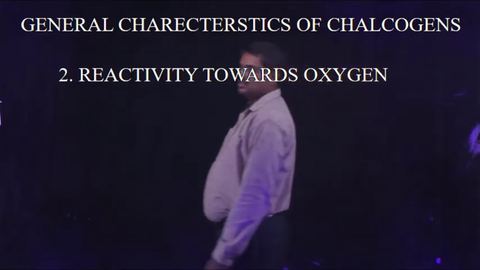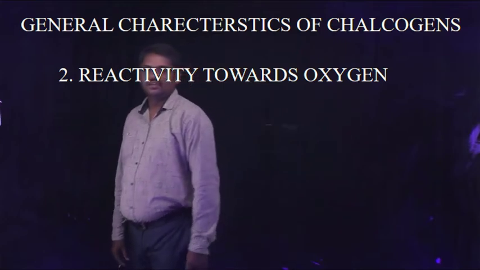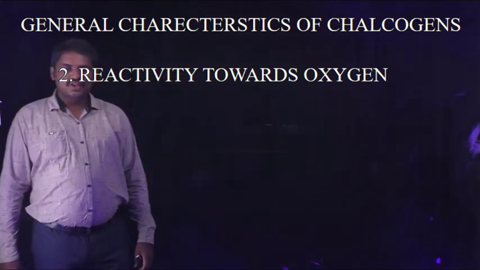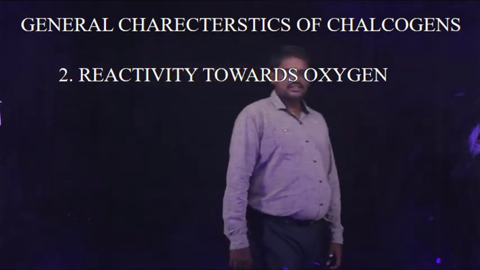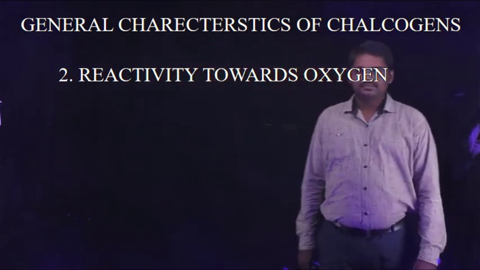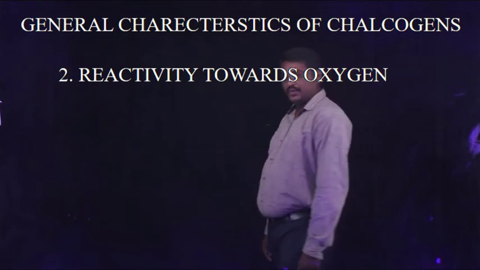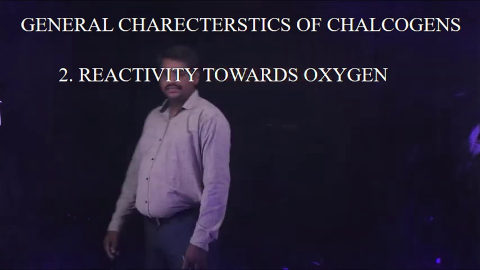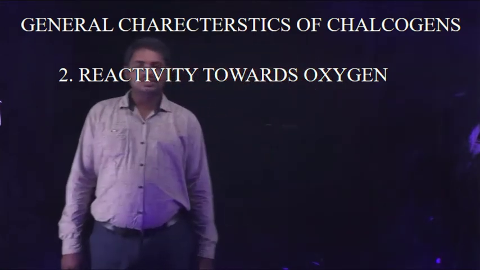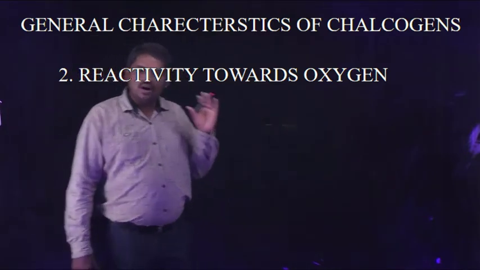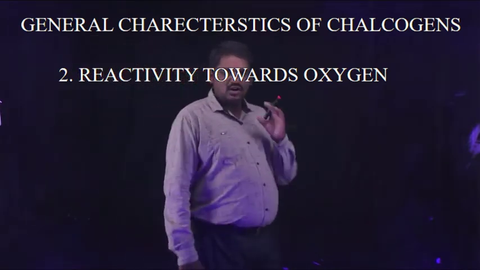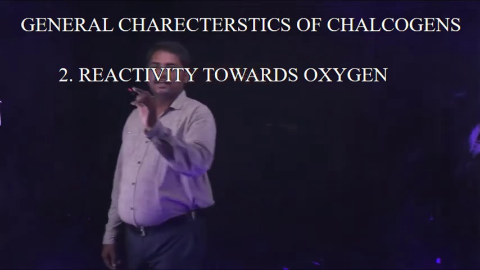Generally, 16th group elements like oxygen, sulfur, selenium, tellurium and polonium react with oxygen to produce two types of oxides. One of the categories is MO2.